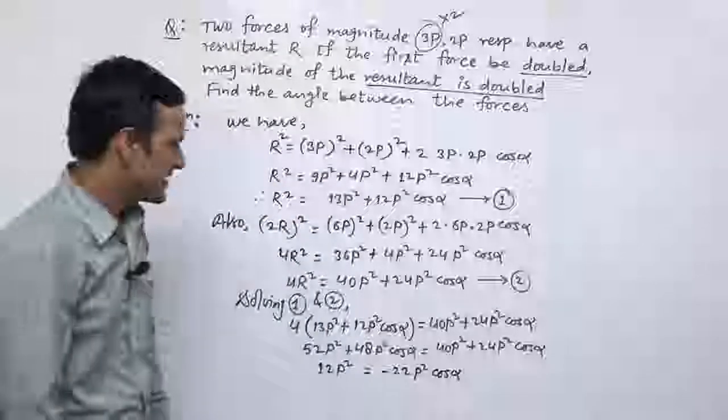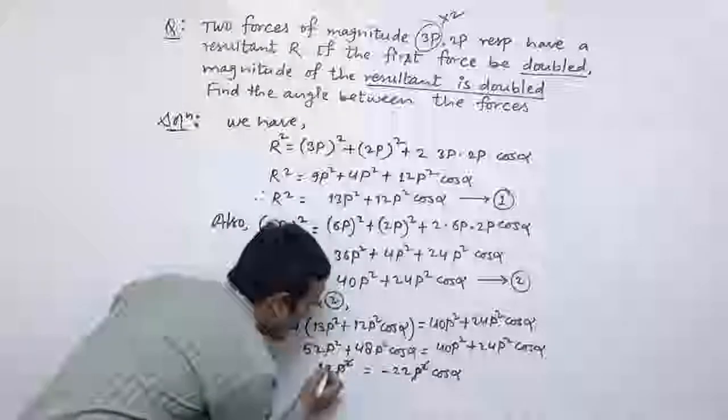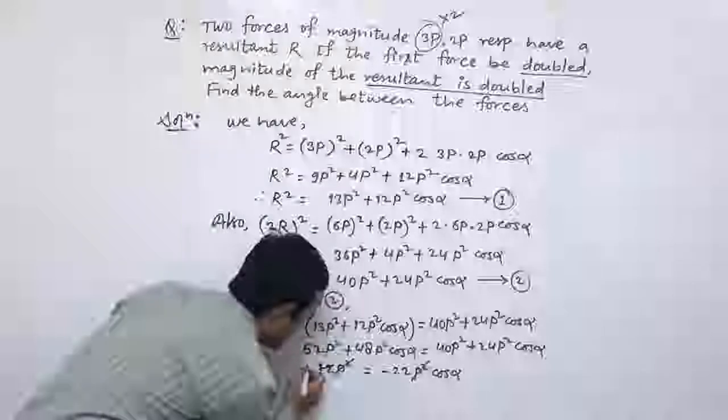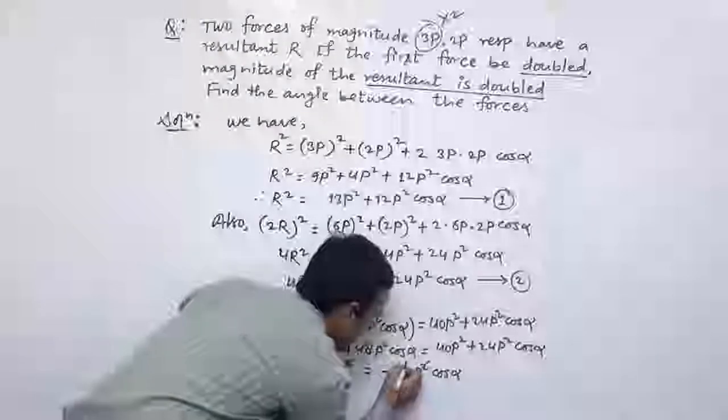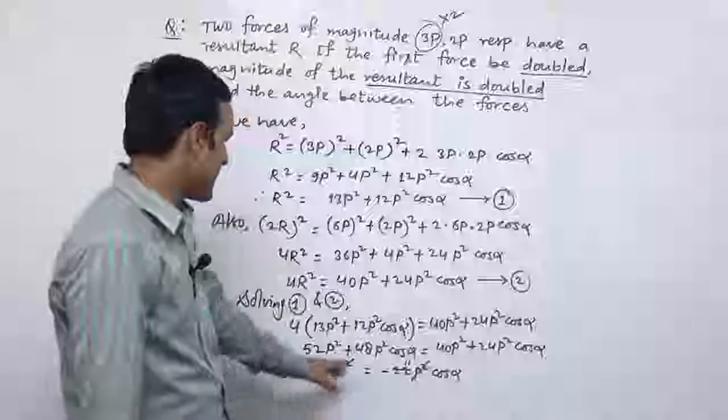This kind of form comes out. So we can cut down p square and p square, and 12 and 22: 2 6s are 12, 2 11s are 22. So cos alpha is equal to this one, 6 by 11.